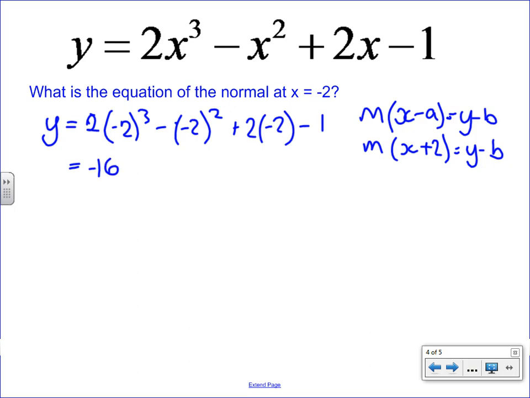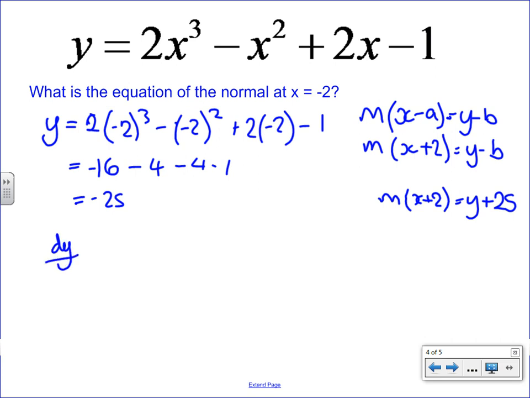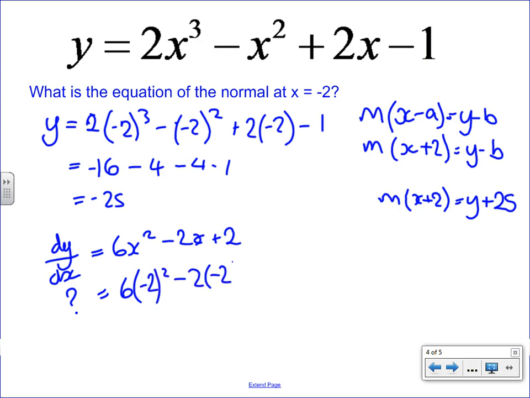Minus 16. Minus 4, minus 4, minus 1, minus 25. So we can now fill in that bit, and it's y plus 25. Great. Now we need the gradient, which we're going to need to do by differentiating, which is 6x squared minus 2x plus 2 at the point x equals minus 2. So we don't know what the actual gradient is, that's what we're going to find, but we know this point.